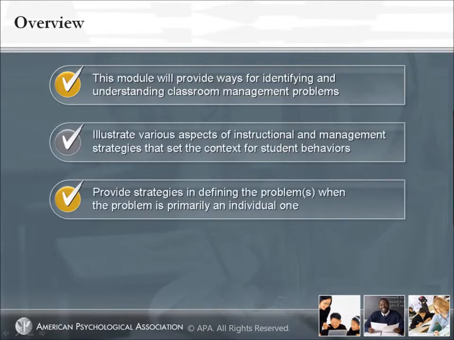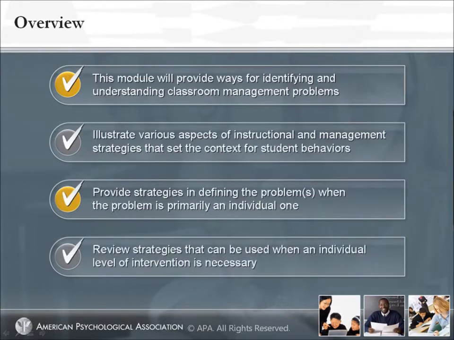That section will begin with a review of some strategies that have shown to be counterproductive in dealing with student behavior problems, and then follow up with considerations of teacher attention, functional behavior assessment, and individual behavior plans, strategies that can be used when an individual level of intervention is necessary. Ultimately, in order to be effective, teachers need both an understanding of how to structure their class to maximize learning for all students and specific skills to deal with individual students.